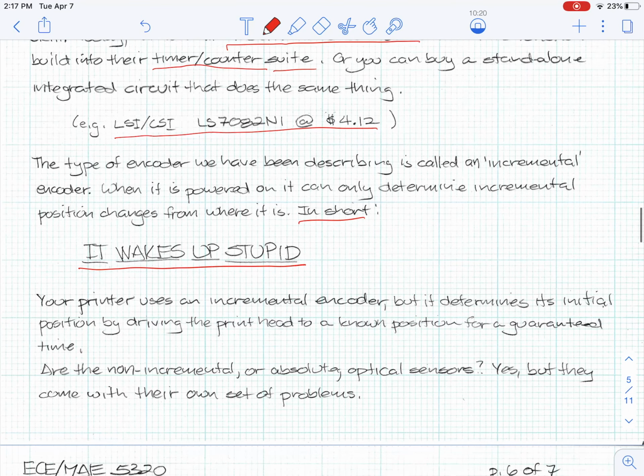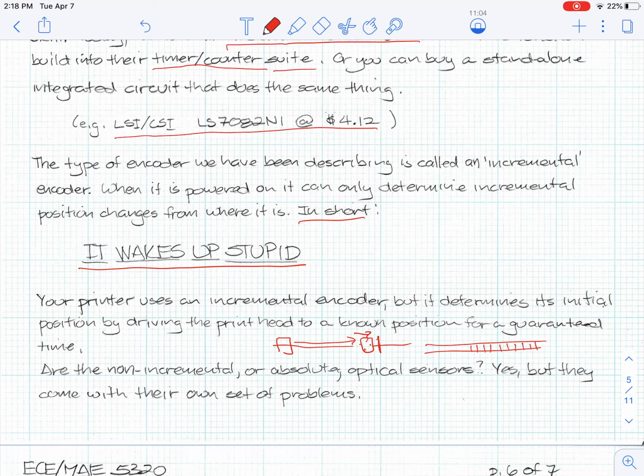I've mentioned before your printer uses an incremental encoder, but it moves the print head to a known position. That's why you hear that awful grinding noise when you first turn on your printer, because it's sliding the print head over against the stop, and it holds it there long enough that it knows it reaches that stop. That said, your printer also has a Mylar tape with stripes on it, so you can do linear and rotary sensors and very accurately determine something's position.